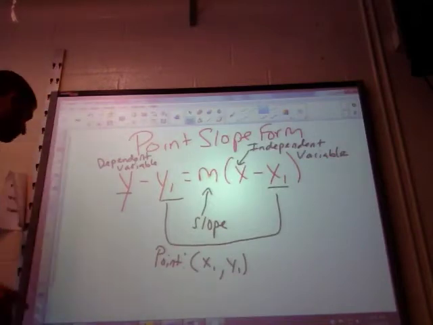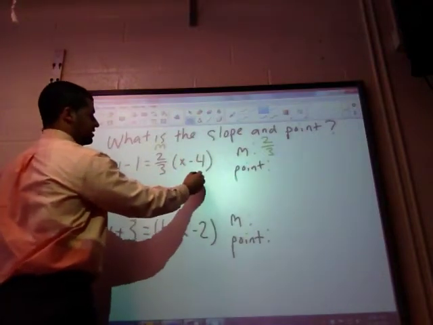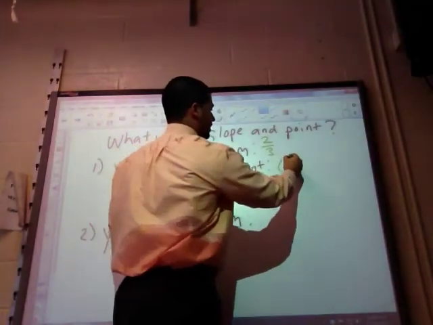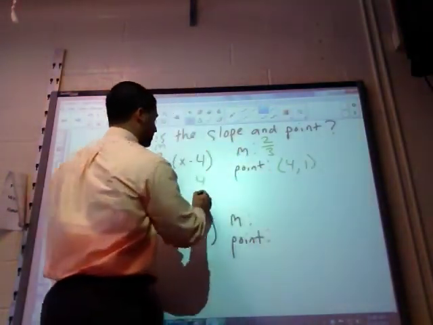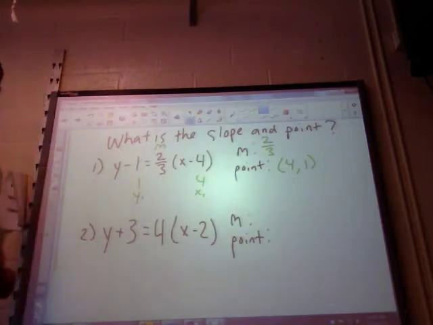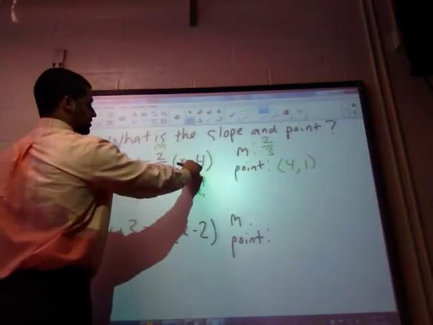So let me show you an example. On this one, since it's a minus, we say this is a +4, and since this is a minus, we say it's a +1. So our point is 4, 1, because we go x1 then y1. It can be a little confusing at first, but once you get the hang of it, you'll figure out that you basically do the opposite of what you see here.